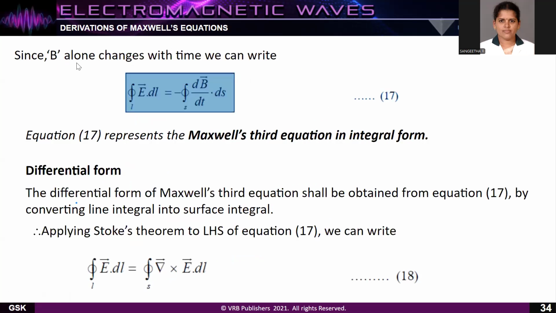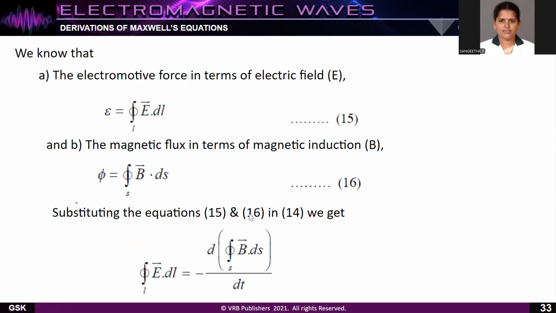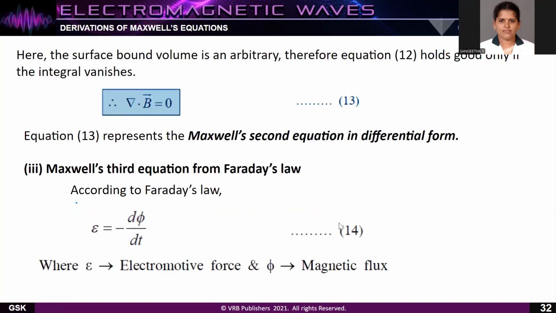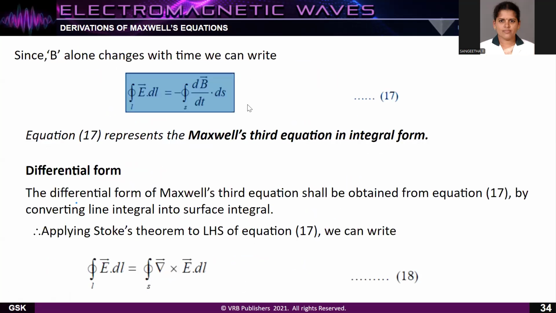We can bring the integral to the outside and the differentiation inside. So it becomes minus surface integral of dB vector by dt dot dS. This is Maxwell's third equation in integral form. So how to convert this into differential form? Here we need to convert a line integral to a surface integral, or surface to line, then only both sides will be the same. To convert a line integral to a surface integral, what theorem do we have to apply? We have to apply Stokes theorem.